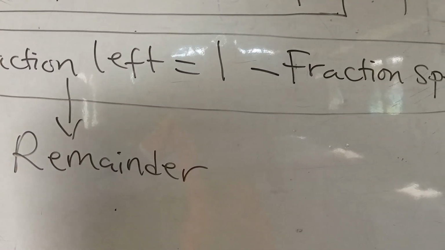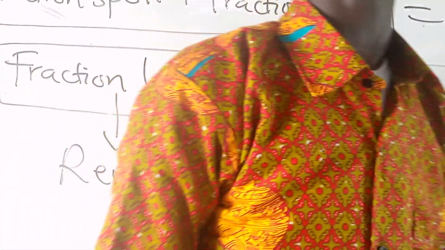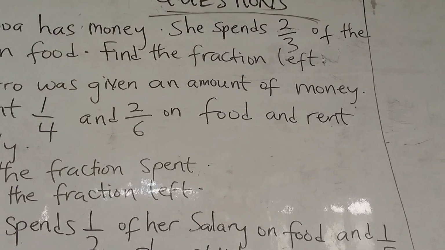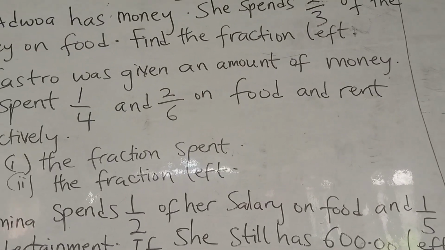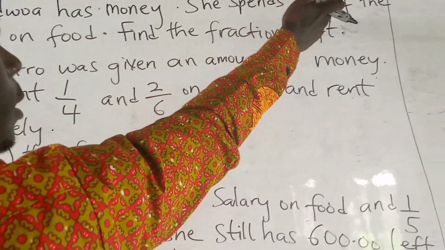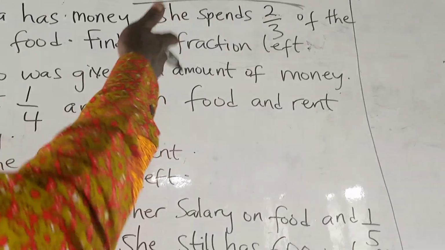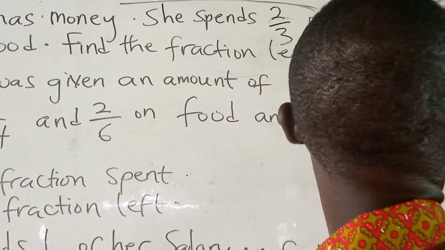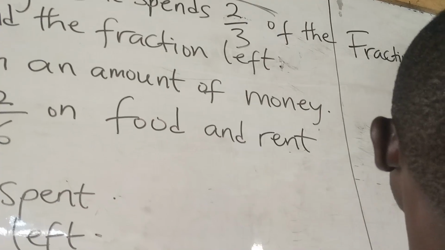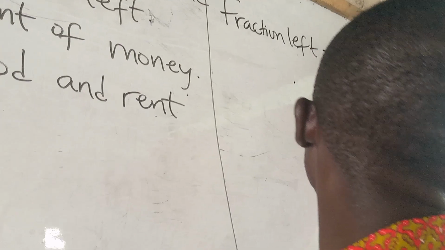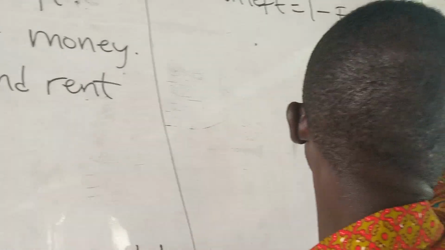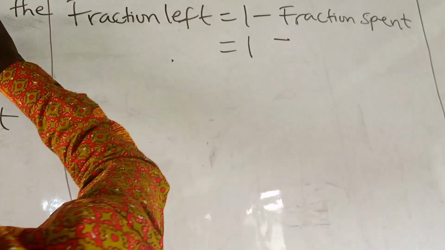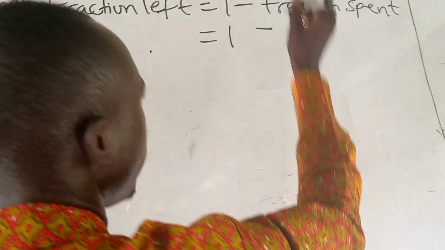Now let us take questions on this session. Adjoa has money. She spends 2/3 of the money on food. Find the fraction left. Now this is the fraction Adjoa spends on food. They are asking you to find the fraction left. And to find your fraction left, the formula is 1 minus your fraction spent. So it's 1 minus the fraction spent, which is 2/3.